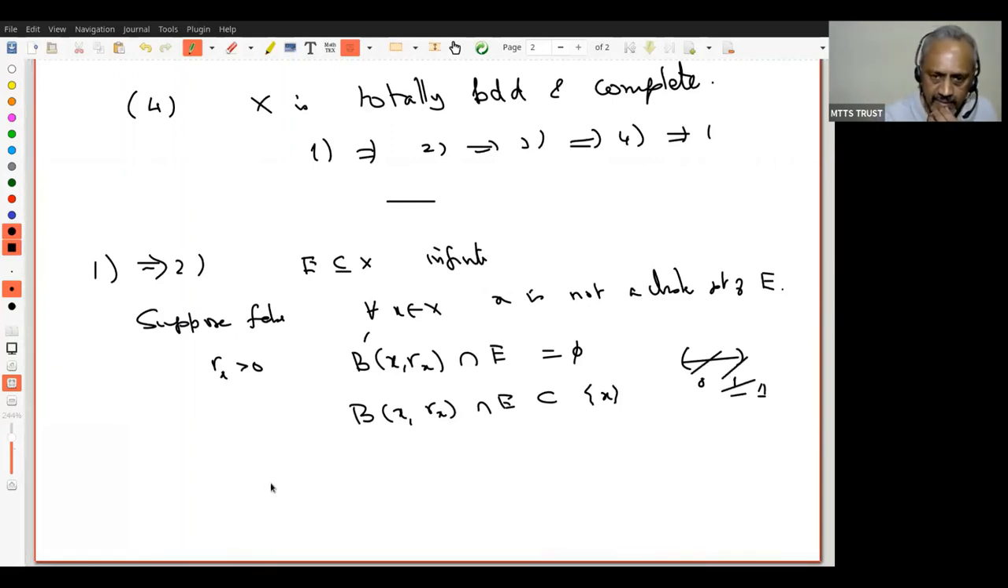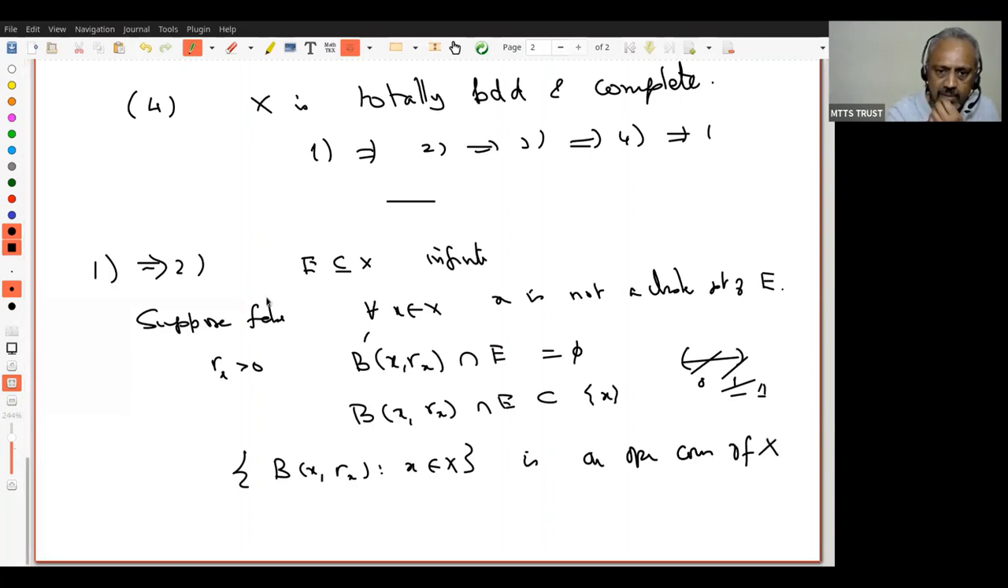Is that clear? Okay. Now I have found this collection B(x, r_x) as x varies over capital X. What can you say about this collection? Notice that for each x, r_x is such that B(x, r_x) intersection E, minus x, is empty, right? Okay. Now x belongs to B(x, r_x). Therefore, this is an open cover of X. But X is compact.